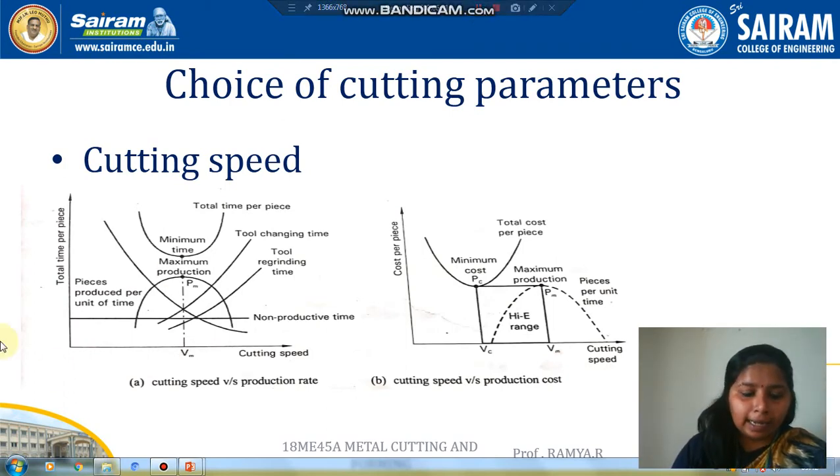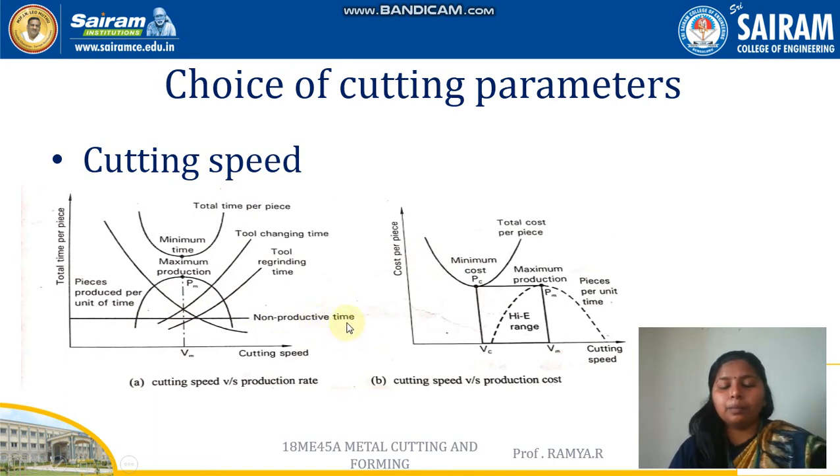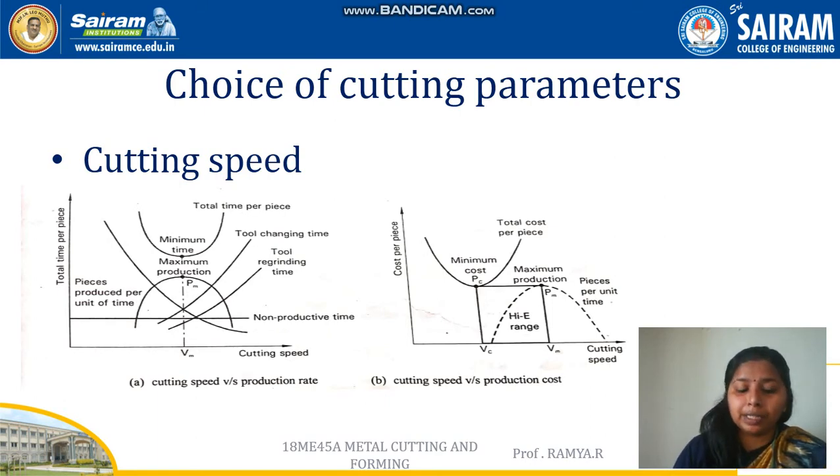Here in this graph, it shows us the choice of cutting speed. So the choice of cutting parameters, first comes the cutting speed. How the cutting speed is chosen is shown with the help of this graph. For a maximum production rate, the speed that minimizes machining time per unit part is selected, while for minimum cost per unit, the cutting speed that minimizes the production cost per part is to be selected.